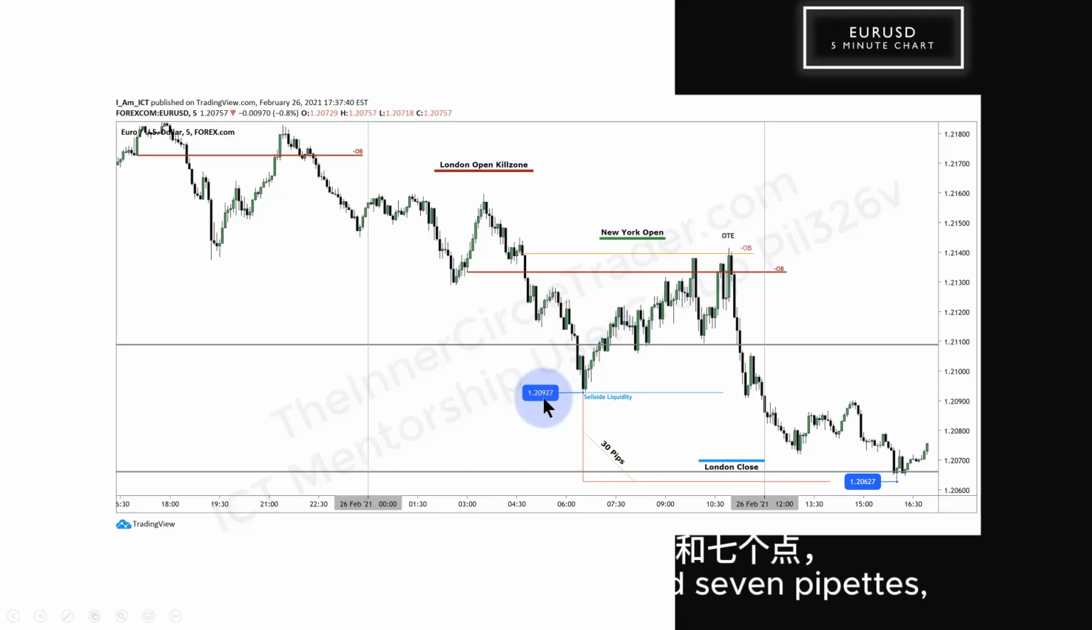So back to this old low, 120.92 and 7 pipettes. Sell side liquidity resides below that. 10 pips below it, 20 pips below it, 30 pips below it.